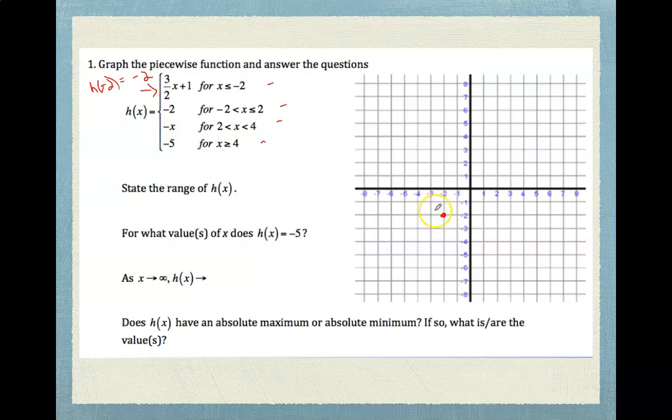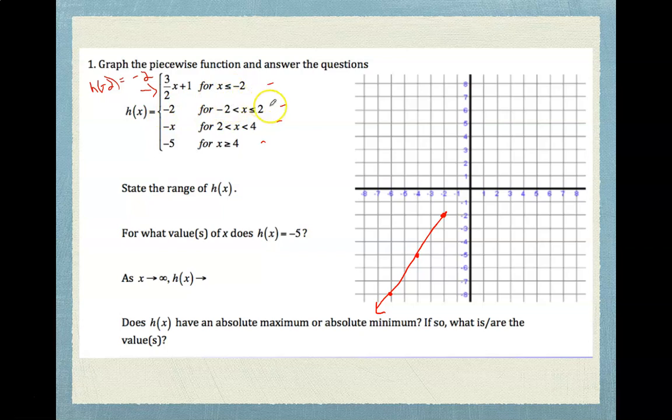And then all the x's before this are going to follow this rule, 3/2 x plus 1, which means it's increasing with a slope of 3/2. So I'm going to do my slope backwards because I want to go to the left. I'm going to go down 3 over 2 and put a point, and down 3 over 2 and put a point. So before x equals -2, this is my line, okay?